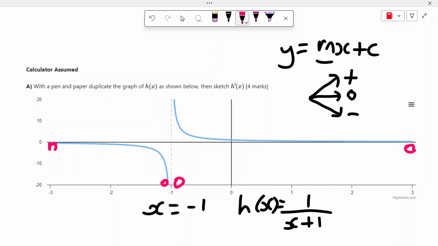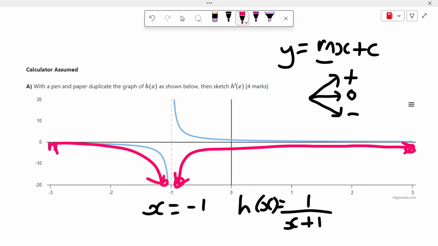Now if we connect the dots, we can do so like this. If you notice, I don't touch the x-axis, so I guess technically I touched it there, so I will go across there, and that's how we do it. We cannot touch this x-axis, and we cannot touch this asymptote as well. Perfect. Putting in your arrows will give you full marks.